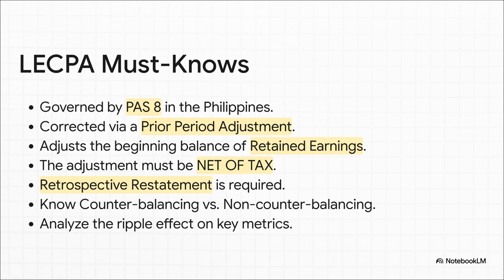What's the rulebook? PAS 8. What's the fix called? A prior period adjustment. Where does the journal entry go? Beginning balance of retained earnings. What's the most important detail? It's net of tax. How do we apply it? Retrospective restatement. What are the two types of errors? Counterbalancing and non-counterbalancing. And what's the higher level skill? Analyzing the ripple effect. You got this.